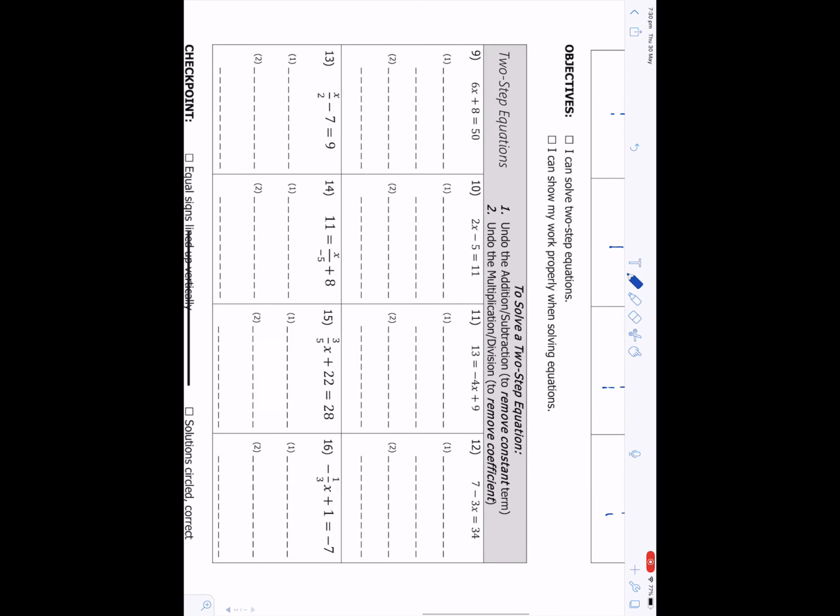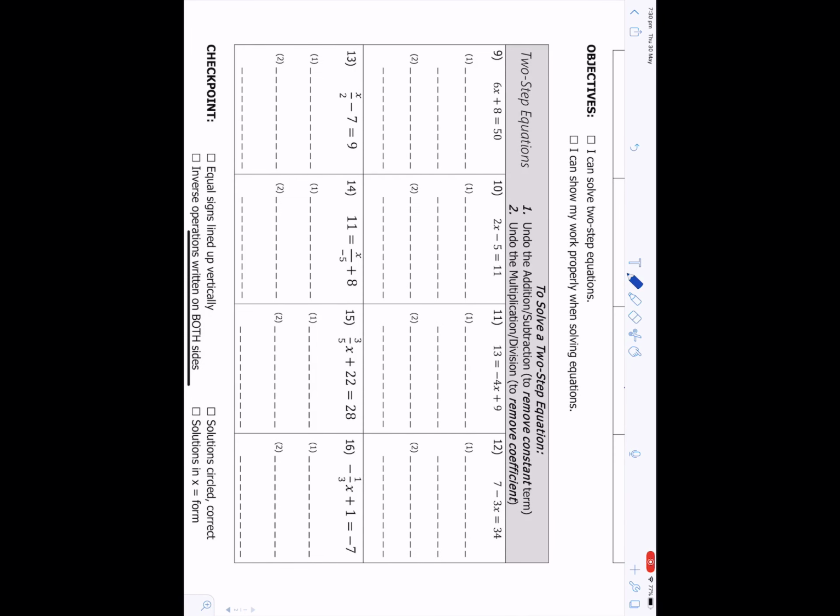Now that we are pretty proficient in solving one-step equations and setting up our working accurately, we're going to move on to solving two-step equations. We still have the goal of being able to show our work properly when solving equations. And for these first few problems, I'm going to help set that up for you.